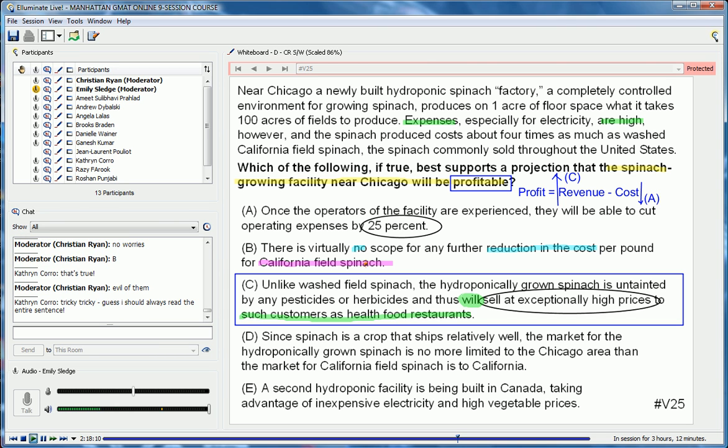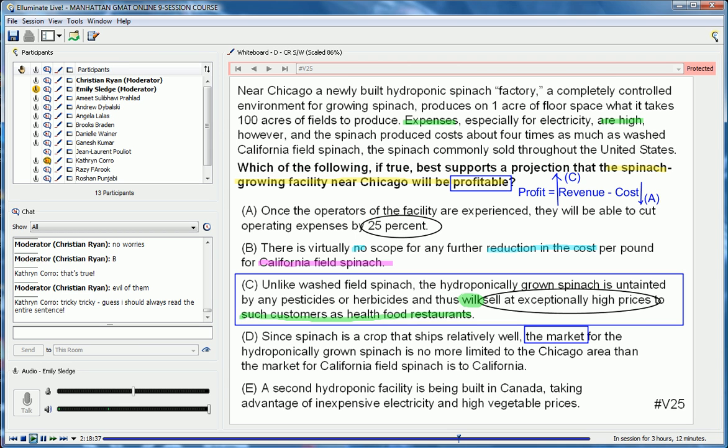A lot of you pinpointed this. I'll just quickly point out that D talks about shipping and the market. But what it says about the market for them is that they're the same. So in other words, it doesn't really change this argument. The relative expense structure is still the same. And it fails to give us anything that is positive or counteracts the negatives about Chicago spinach.